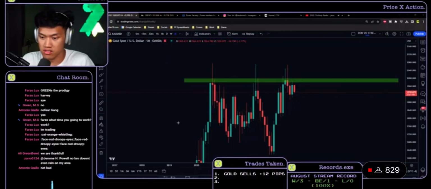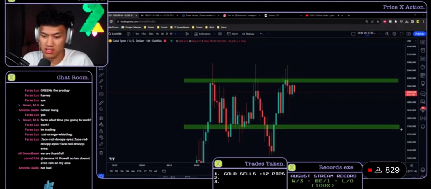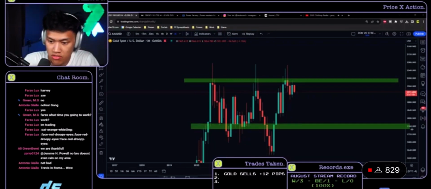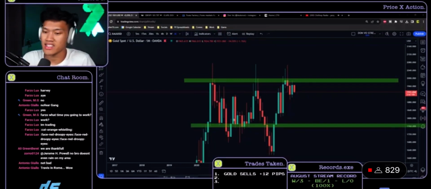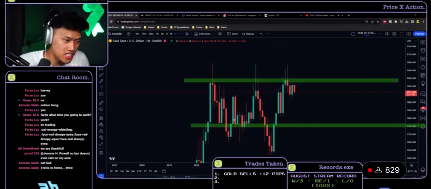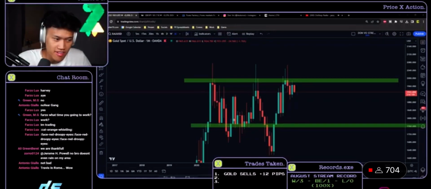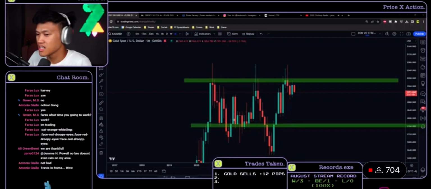So there's also support down here as well, right? So what is this now? What's this called, chat? This is what? A range form. So if this is your range form, there's a high chance that you could fill the range, right? But before filling the range, you need some confirmations, and you need some closures back below the level.